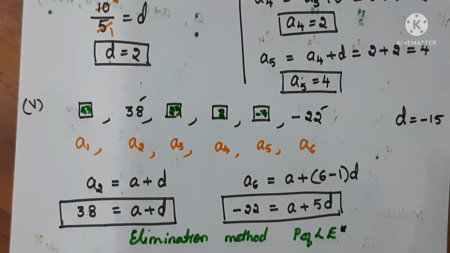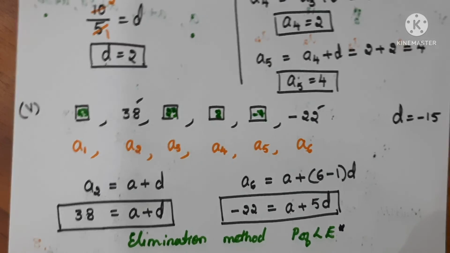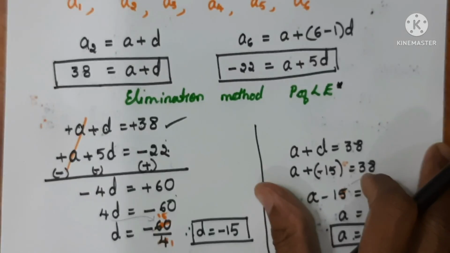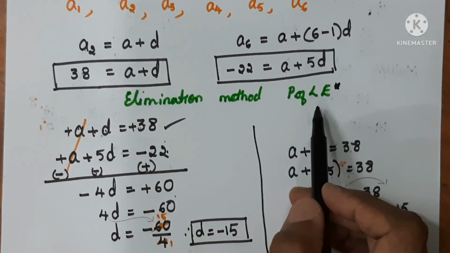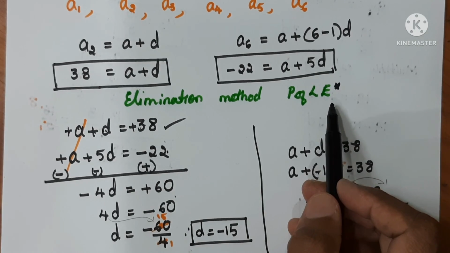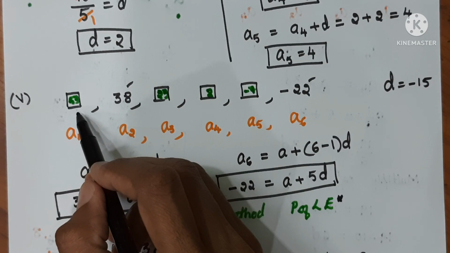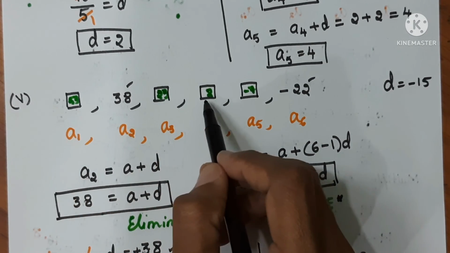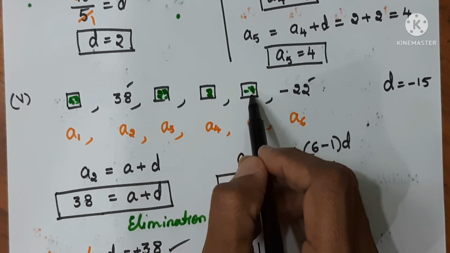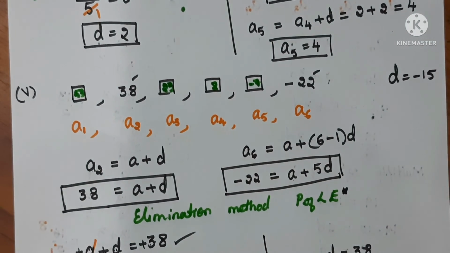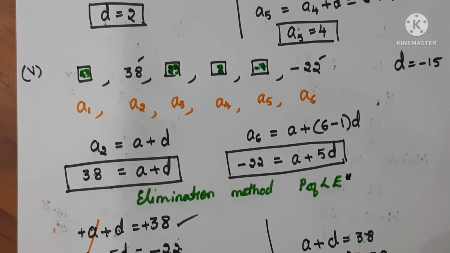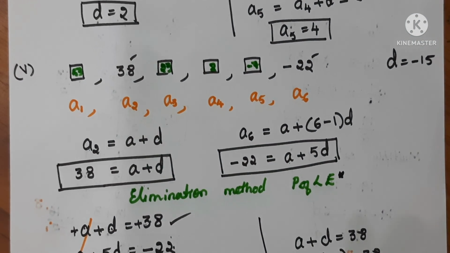In this way, using the AN formula, and also the elimination method of pair of linear equations, we can find the values of the unknowns. That is, we can find the values and fill these unknowns or the boxes for these questions. In this way, we can find the values. Let us find the answers for the next questions in the next video.